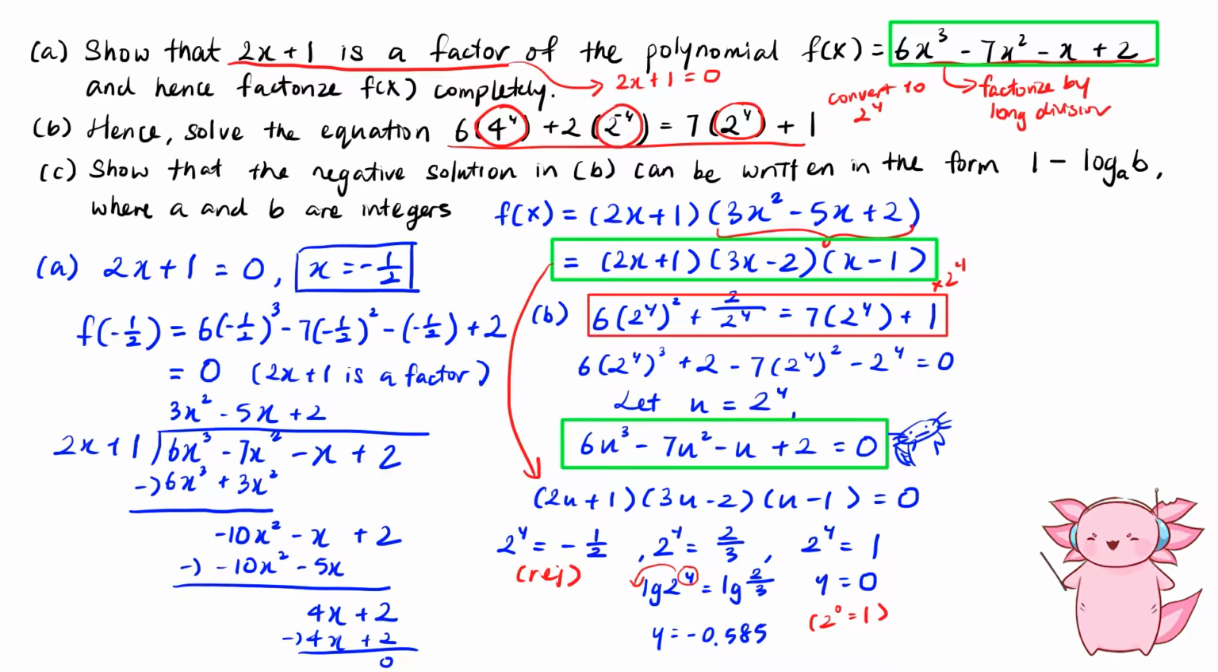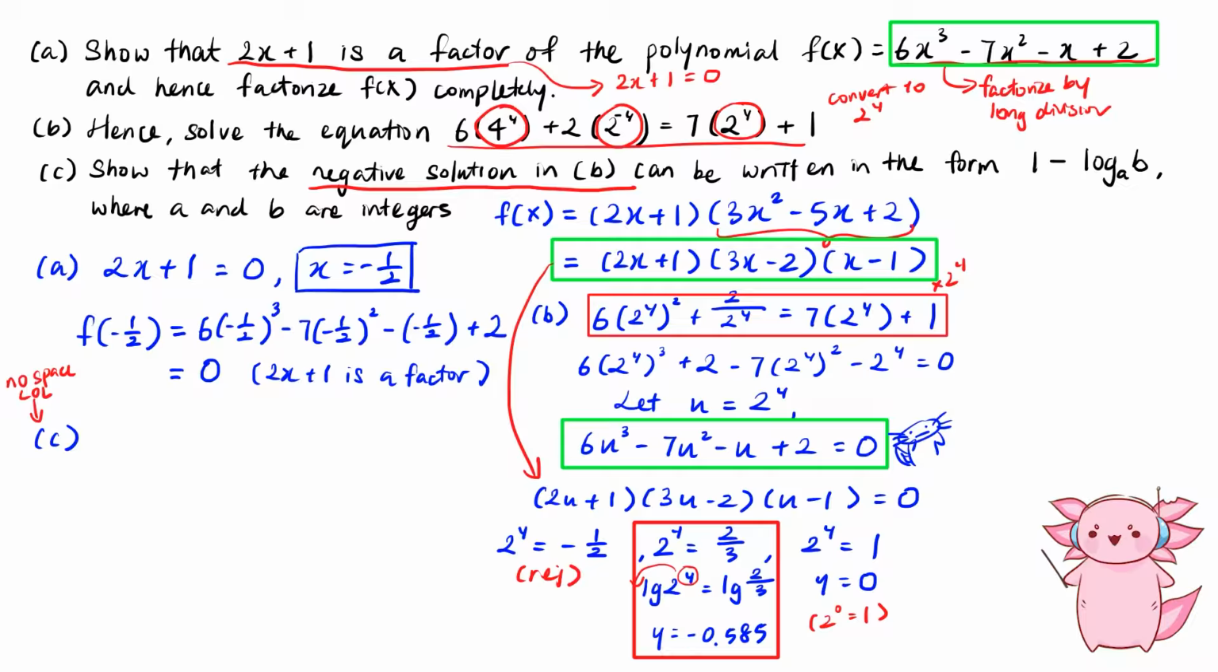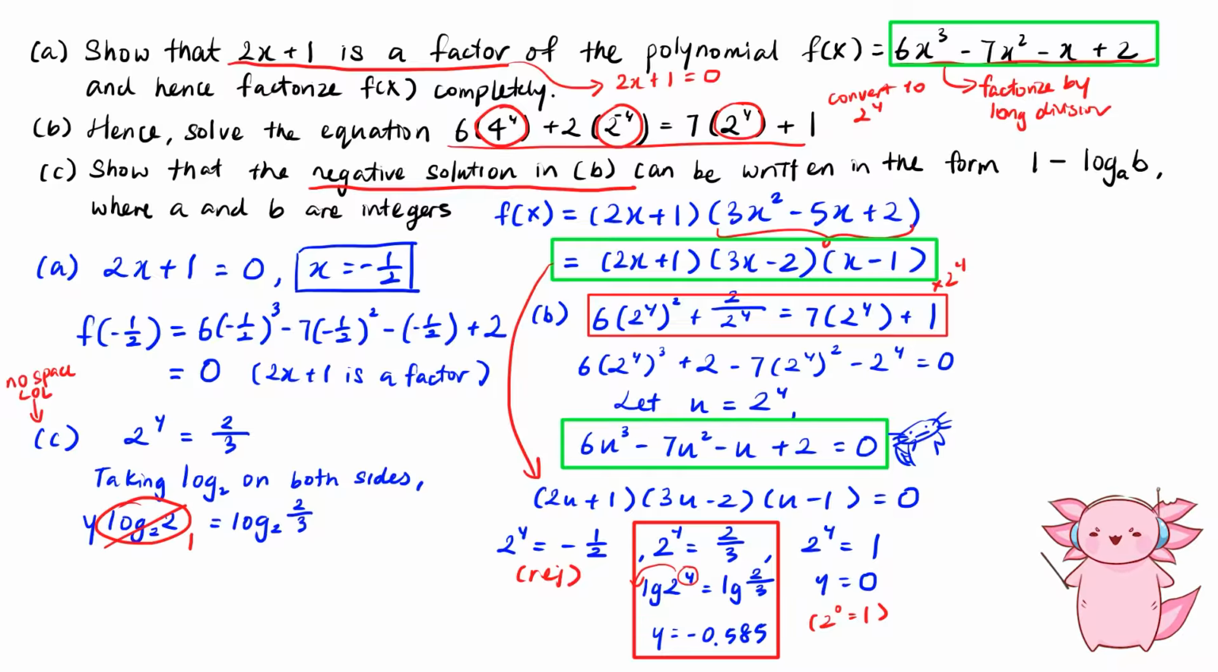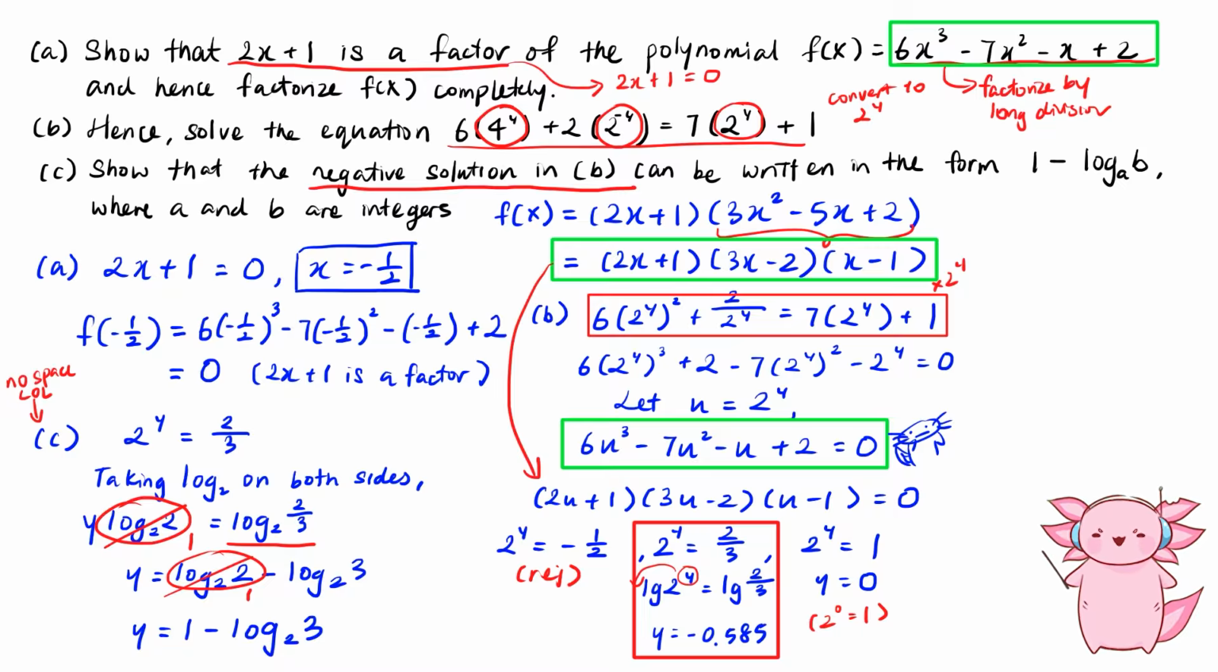For the last part, since they want us to express the answer here in the log form, let's try to take log base 2 on both sides, and you can see that this becomes log base 2 of 2, which gives us 1. Now for this log 2 over 3, since it's a fraction, we can rewrite it as log 2 minus log 3. Now since log 2 is just 1 as we established before, we can get our final answer in this form, and we are done.